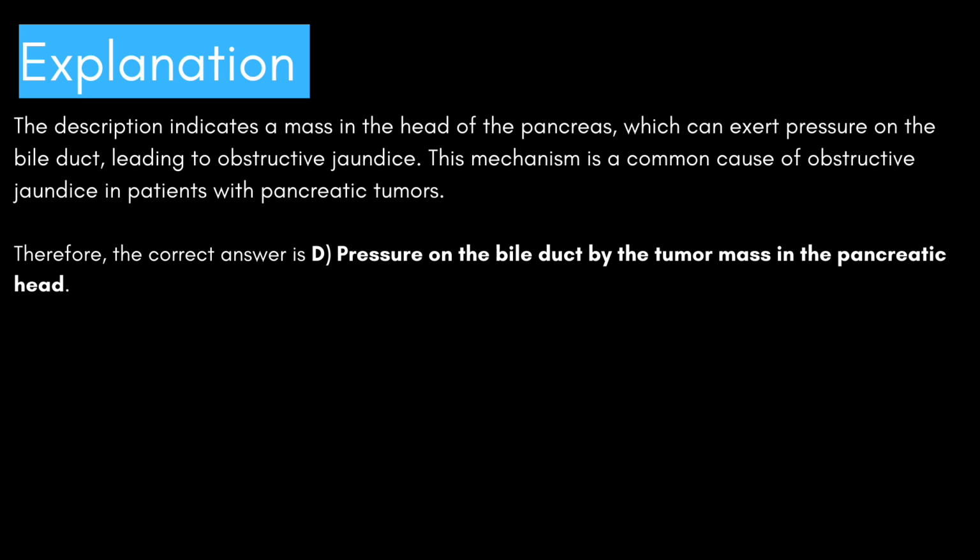the bile duct, leading to obstructive jaundice. This mechanism is a common cause of obstructive jaundice in patients with pancreatic tumors. Therefore, the correct answer is D, pressure on the bile duct by the tumor mass in the pancreatic head. All right, let's go ahead and see why the other answer choices are incorrect.